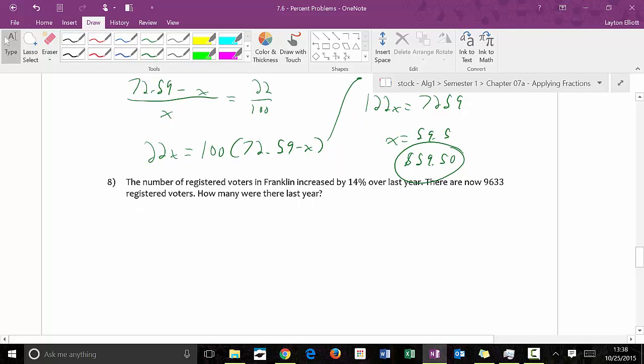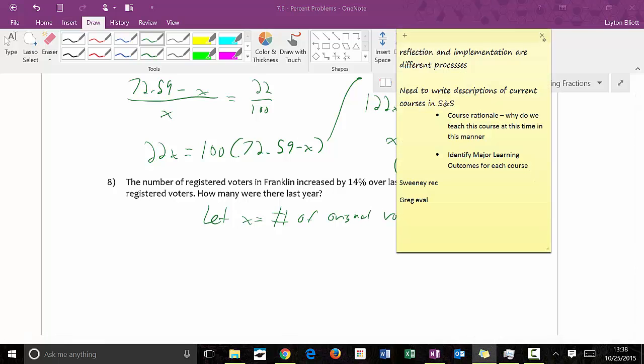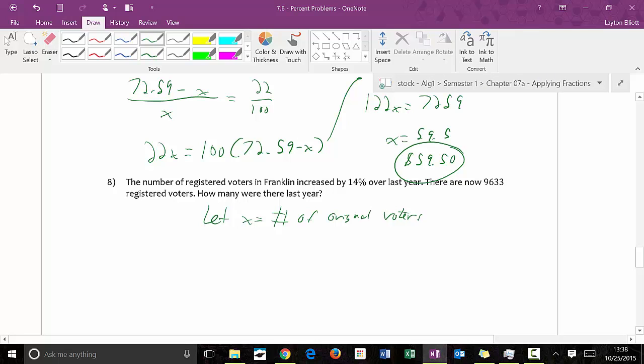Next, the number of registered voters in Franklin increased by 14%. There's now 9,633. How many were there last year? We're going to let x equal number of original voters. So x is the number of original voters. The number of registered voters increased. So this x is kind of like a smaller one, and then they're now like, this is the bigger one. There's now 9,633 because it increased.